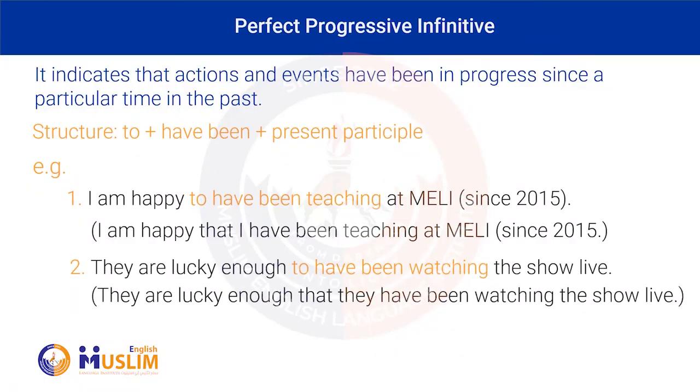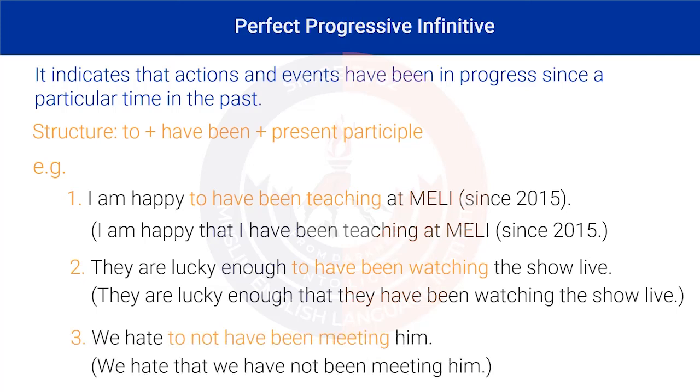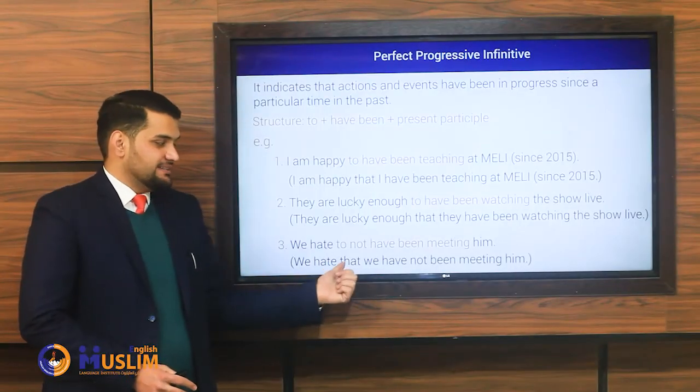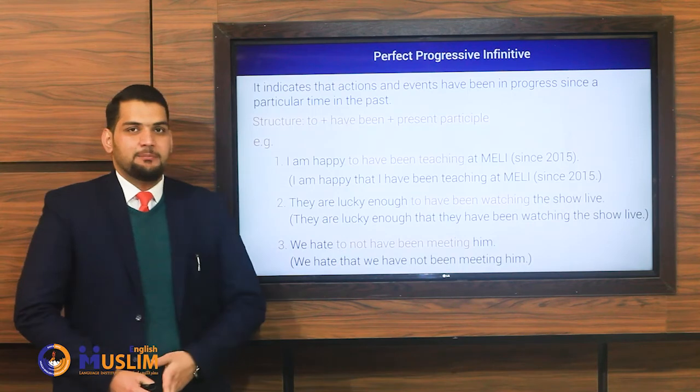Another example, they're lucky enough to have been watching the show live. You can also say it like they're lucky enough that they have been watching the show live. And the last example is we hate, this one is a negative infinitive, to not have been meeting him. You can say the same sentence as we hate that we have not been meeting him.